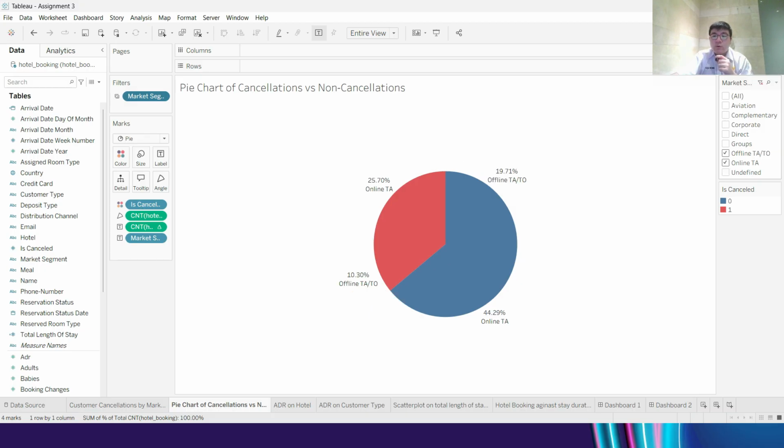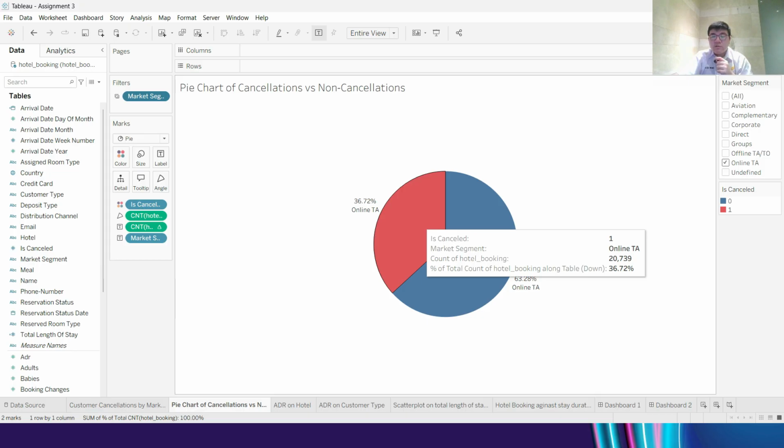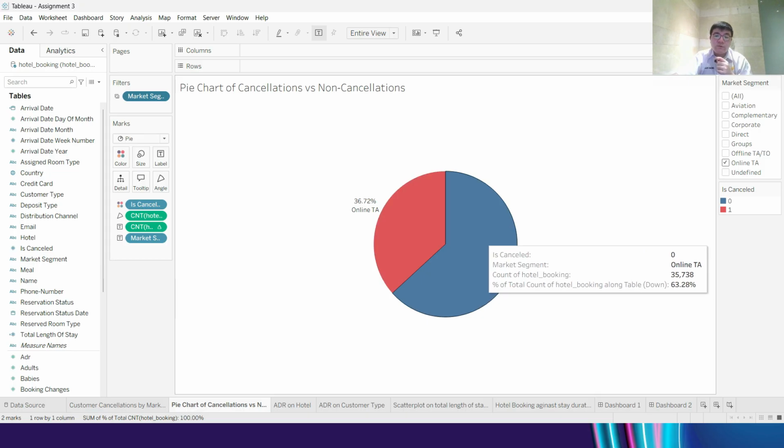For example, if I only want to see the group of Total TA, it shows the total amount of bookings and the total amount of cancellations in their percentage forms, but if you hover over it, you get to see their actual amount.